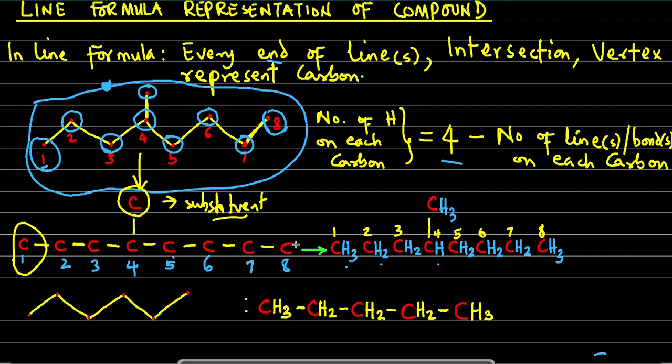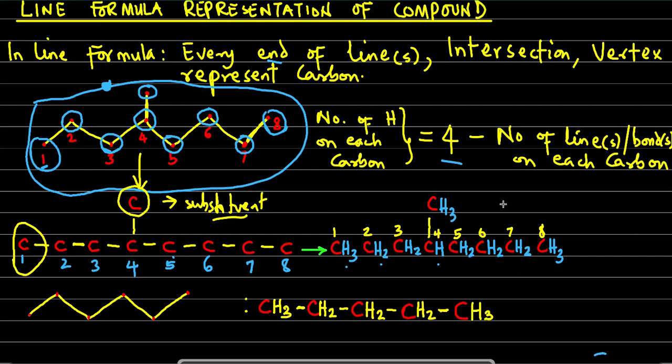Carbon 8 is a terminal carbon, and it has just 1 bond attached to it. In other words, for us to know the number of hydrogens, you subtract the number of bonds attached on this carbon from 4. The number of lines attached on carbon 8 is 1. So 4 minus 1 is 3. That is why we have here CH3.